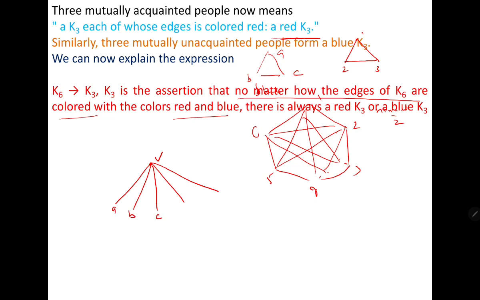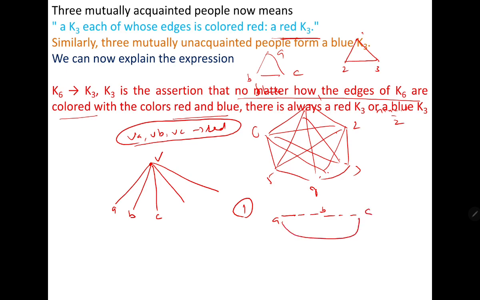So I can mark them A, B, C, which means VA, VB and VC are red. Now I have to show that either there is a red K3 or a blue K3. Now there are two possibilities. One is none of the edges which are joining A, B and C are red. It means all of them are blue. If all of them are blue, it gives you a blue K3.